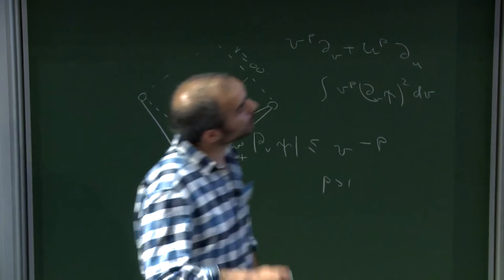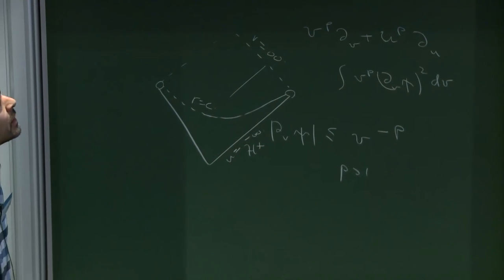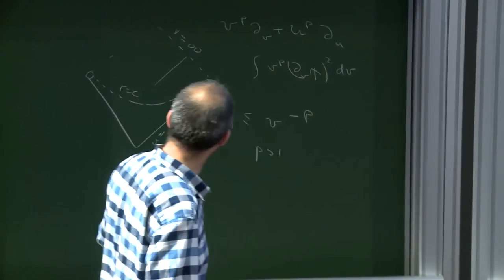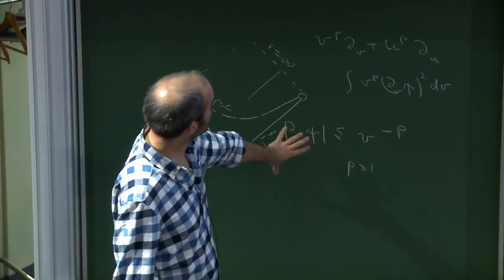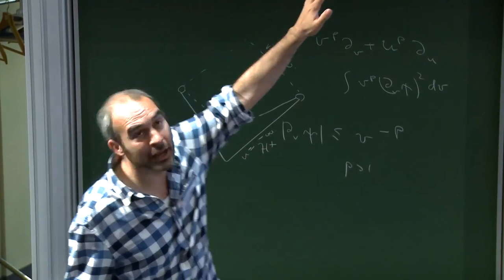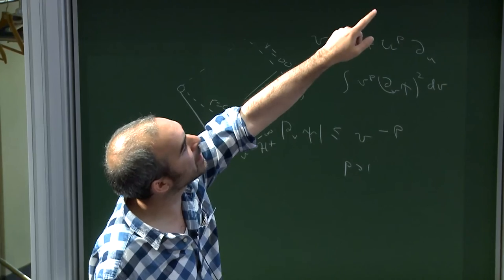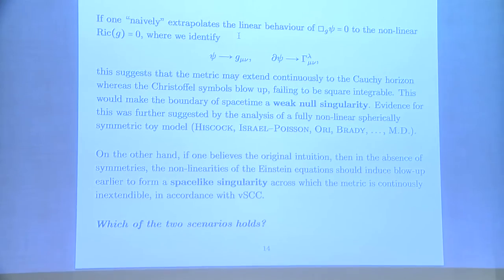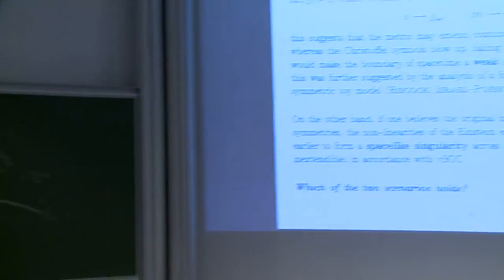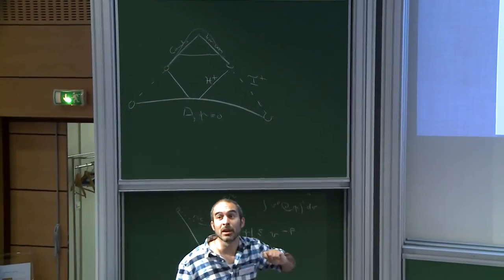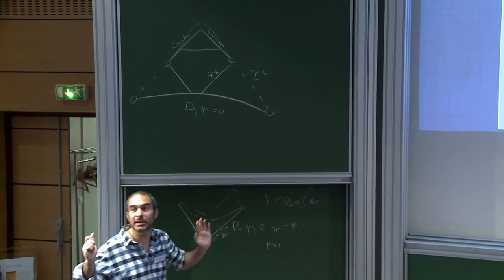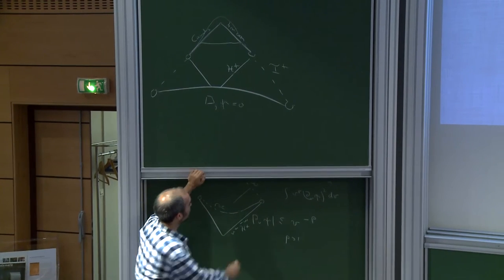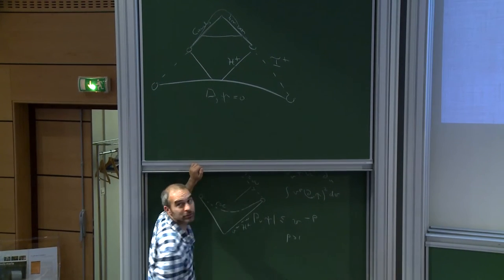So now let me make some comments. Of course, if you naively extrapolate this linear behavior for the linear wave equation to the Einstein vacuum equations, then what would you do? You would identify psi with the metric and derivatives of psi with the Christoffel symbols. I just told you that psi doesn't break down, in fact, extends continuously, but derivatives of psi blow up here. In fact, they're not even locally L2.